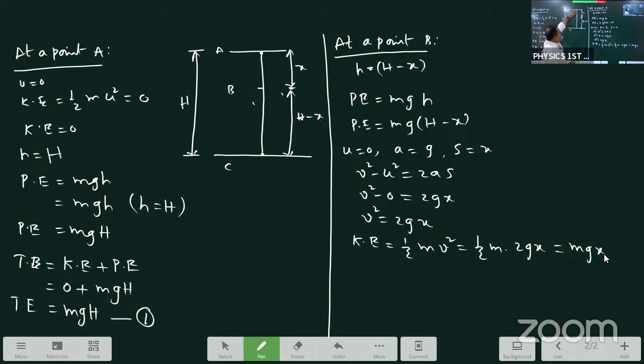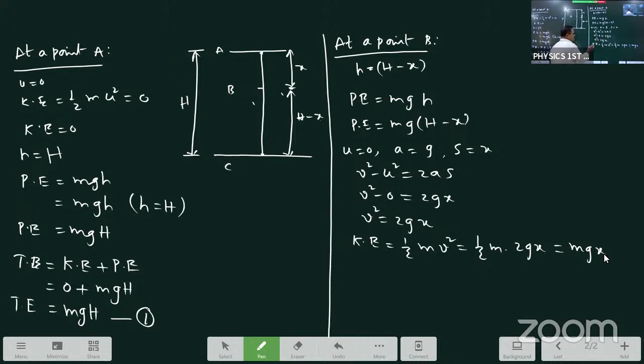See, the body is displaced from A to B. How much displacement? x displacement. When the body is falling down, the acceleration is acceleration due to gravity, that is g. Initial velocity is 0. I want to find the final velocity. Using the equation v square minus u square equal to 2as, final velocity v square, u is 0, a means g, s means x. So v square is 2gx.